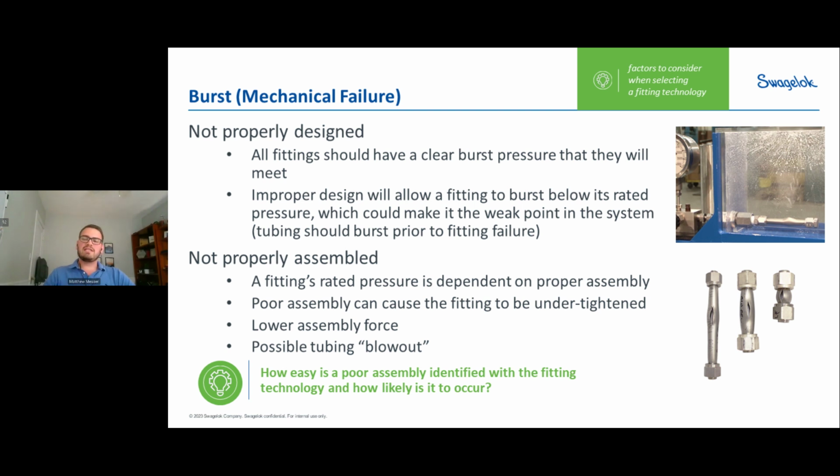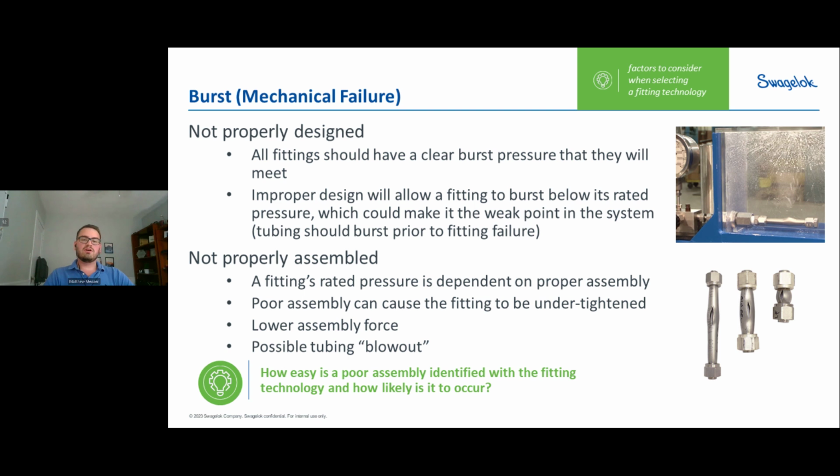And you can kind of see that in the images to the right here. That's what we want to show here, that the fitting is not the failure point, but the tubing becomes the failure point. So some of the things that make it so that you may not be able to attain that burst pressure, it's usually going to be because it's not properly assembled. The fitting's rated pressure is dependent on proper assembly.